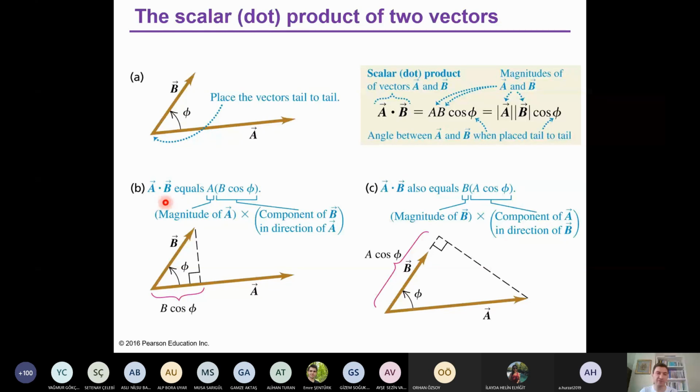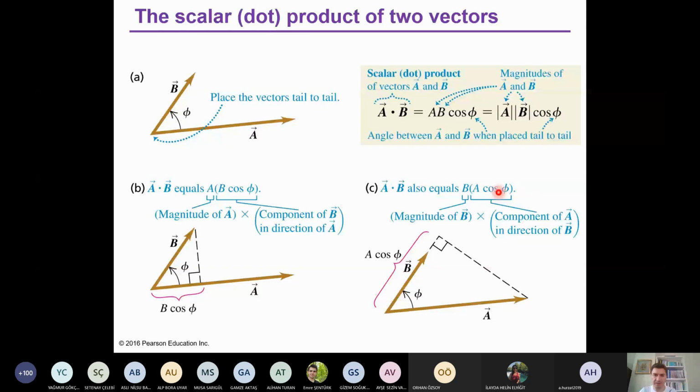Here we have A vector and we have the component of B in the direction of A, B cosine phi. If you take the B cosine phi, you will get the component of B along the A vector, okay? So this is the A dot B, or scalar product of two vectors. It is written like this, A times B cosine phi. Here A and B are the magnitudes of the vectors, and phi is the angle in between. You can also do like this. You can write B times A cosine phi. The result will not change, okay?